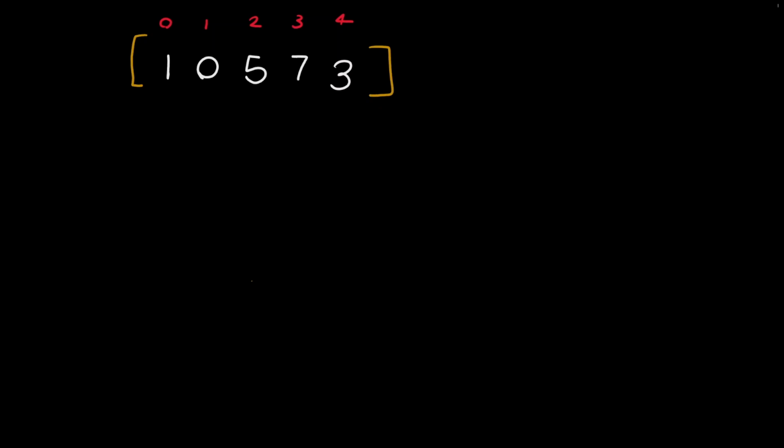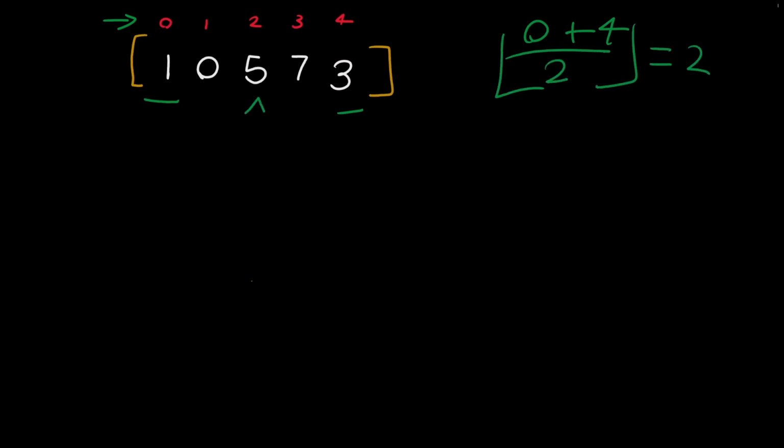So here, we're going to start with our whole array. We're going to take the left and right bounds, and we're going to find a centerpiece. So let's look at our index. We have 0 plus 4 divided by 2, which is going to be equal to 2. So our pivot, which is what we're going to call our center, is going to be 5.